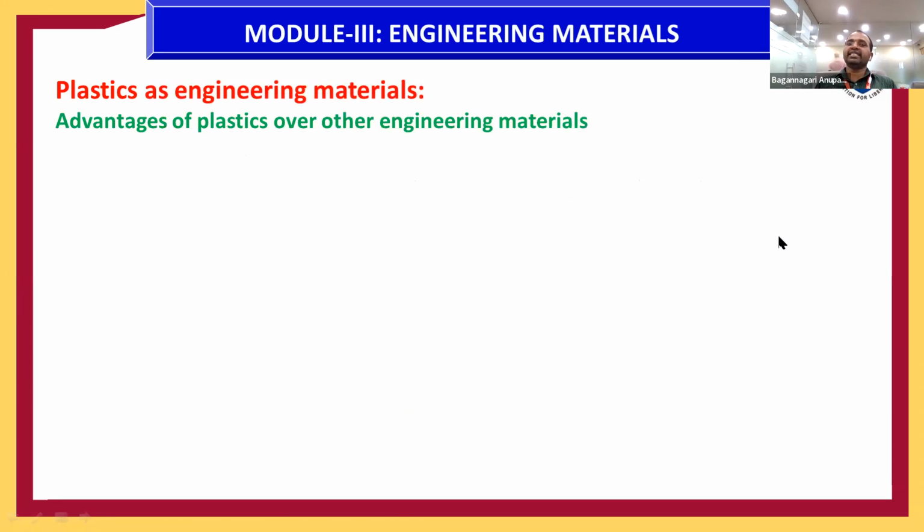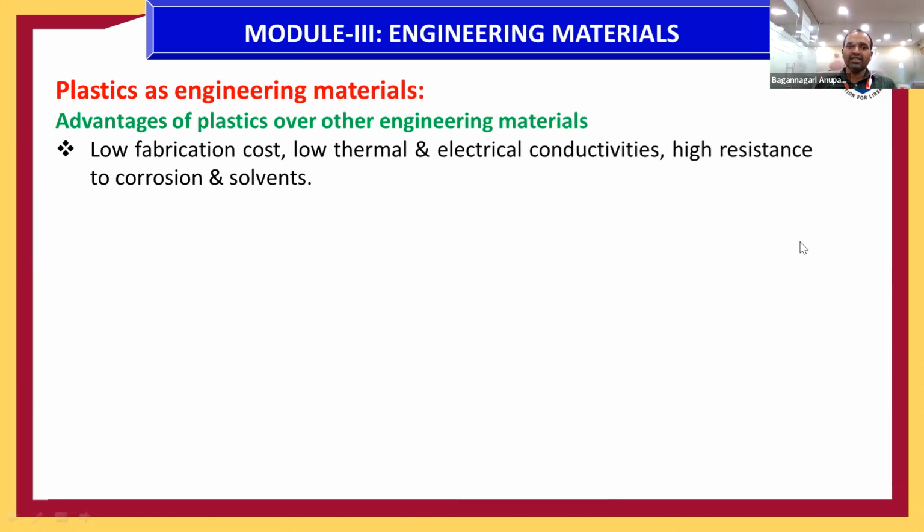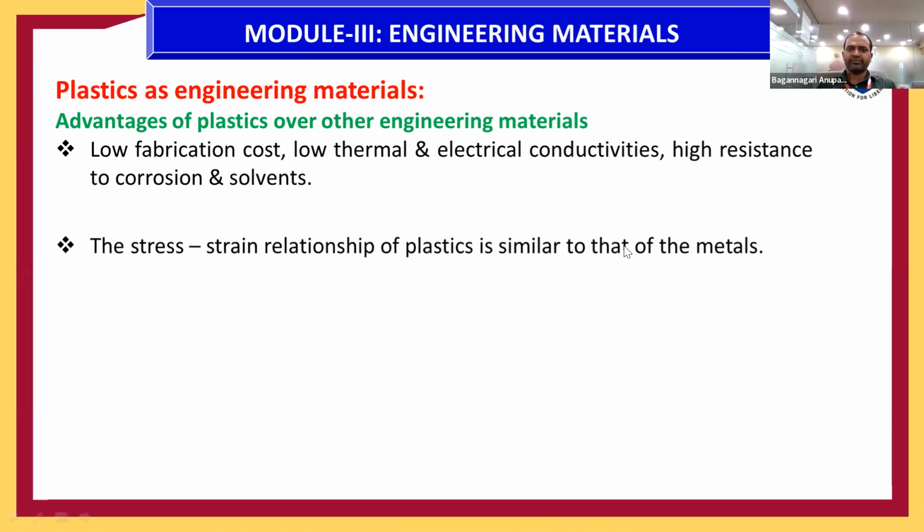Plastics as engineering materials. That means the advantages of plastics over the engineering materials. So what are the advantages of plastics over the engineering material? Let us discuss now one by one. Low fabrication cost, low thermal and electrical conductivities, high resistance to corrosion and solvents. Corrosion resistance, all of them know, and high resistance to solvents, and low thermal and electrical conductivities. That is why we mainly use them as engineering materials.